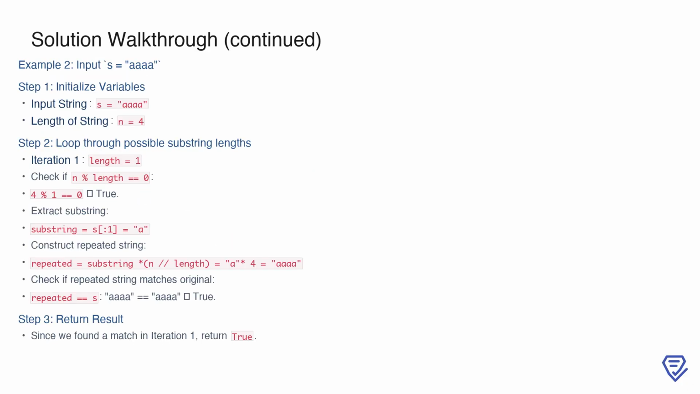Next, we consider another example where the input string is AAAA. The length of the string is 4. Again, we loop through possible substring lengths. Starting with a length of 1, we check if 4 is divisible by 1, which it is. We extract the first character and construct the repeated string by multiplying this character by 4, giving us AAAA. Comparing this constructed string to the original, they match. Since we found a valid repeated substring in the first iteration, we immediately return true.